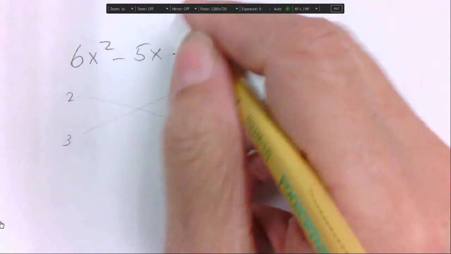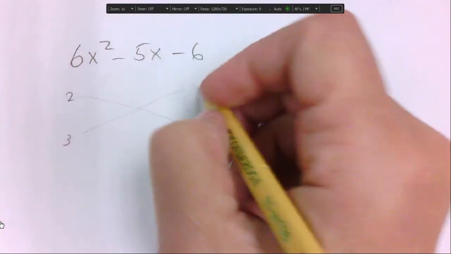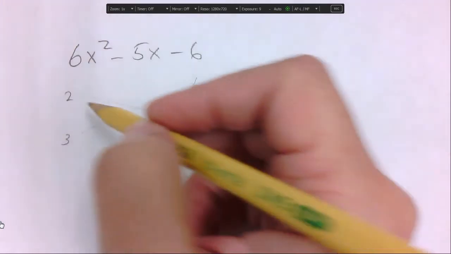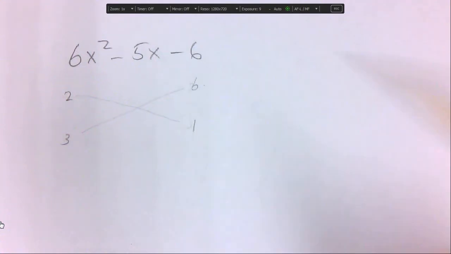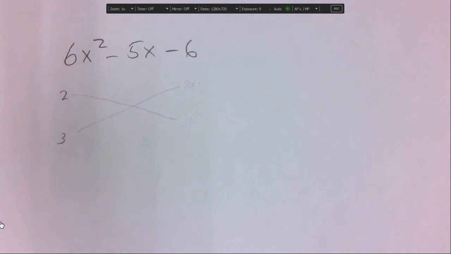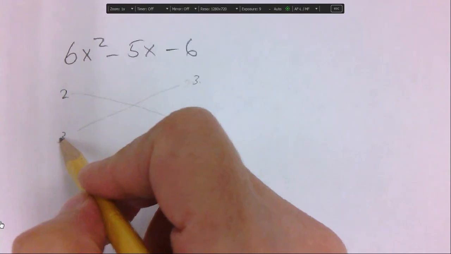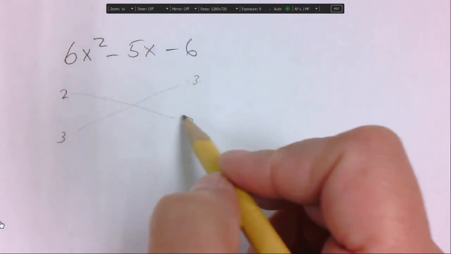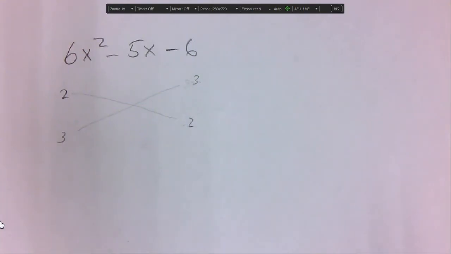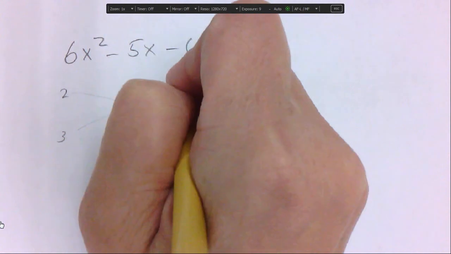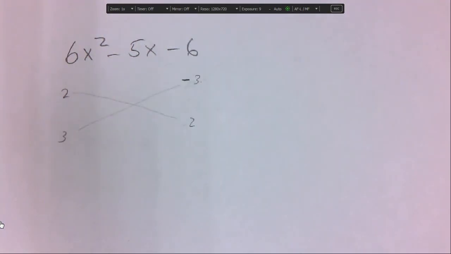But now if I multiply crisscross, I get a 6 and a 6. That does not add up to negative 5. So I've got to try other things. How about I try 6 and 1? Also possible. But this will be 2 and 18, and I can't make 2 and 18 add up to negative 5. So I could change these two, just really play around with different possibilities. Let's try 3 and 2. And now this product is 9 and this product is 4, which is very promising because from 9 and 4 we can get negative 5 if we turn the 9 negative.